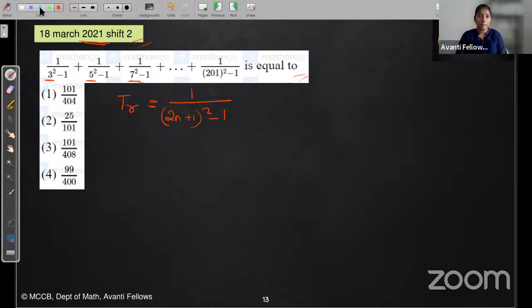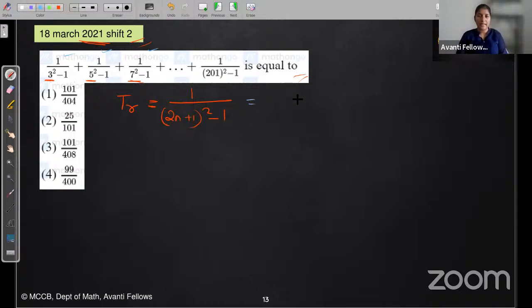Now, substitute n is equal to 1. You will get the first term. N is equal to 2. You will get the second term. N is equal to 3. You will get the third term. Okay. So this will be the what? Rth term. Tr is equal to.